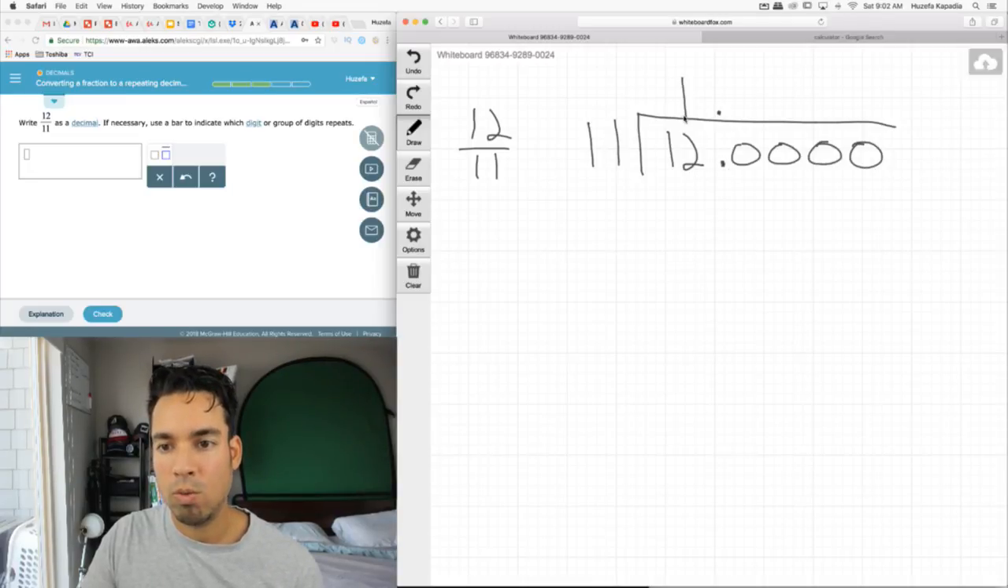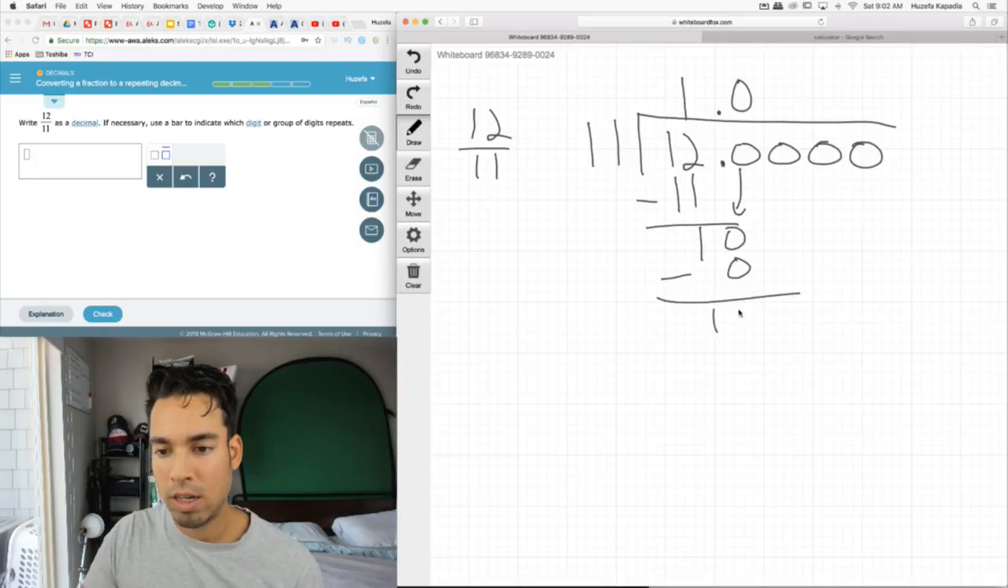11 goes into 12 one time. 1 times 11 is 11. Subtract, and we got 1. Bring down a 0. 11 goes into 10 0 times. 0 times that is 0. Subtract, we got 10. Bring down another 0.